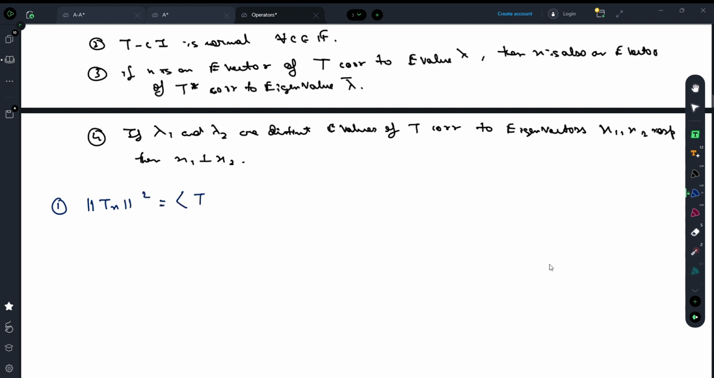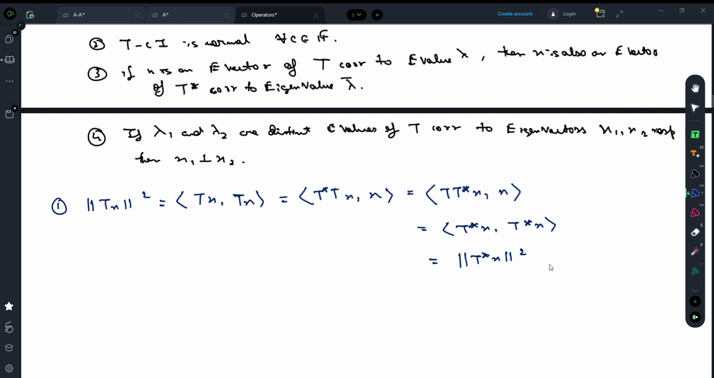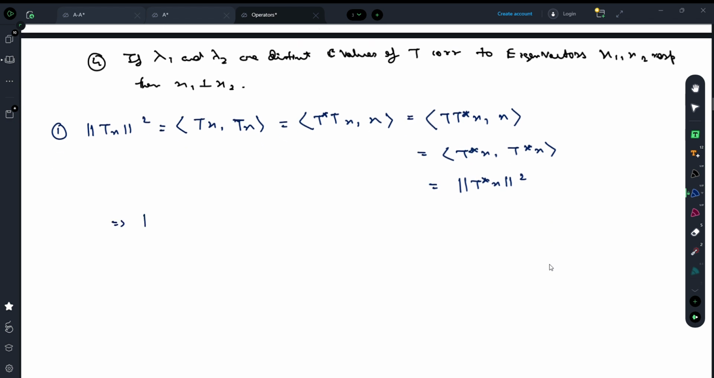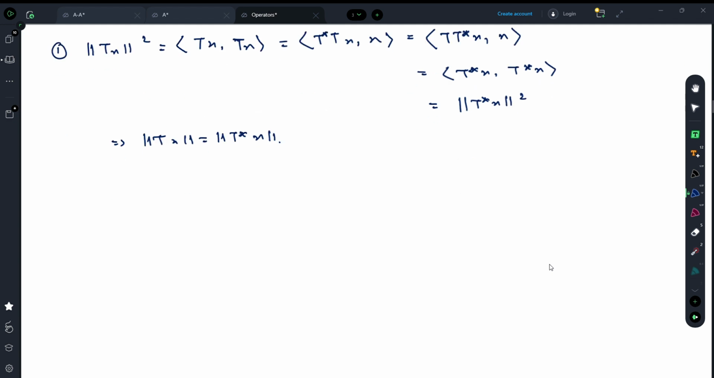Number one: if you start with the square of the norm of Tx, then it is surely the inner product of Tx with itself. But then I can write it as the inner product of T star Tx with x. It surely comes from the definition of an adjoint operator. But I can write it as T T star x with x because T is normal, right? Then I can write it as the inner product of T star x with T star x, again following from the definition of the adjoint operator. But this is nothing but the norm of T star x whole square. Since we are talking about non-negative values, this implies the norm of Tx equals the norm of T star x. And obviously we are speaking about arbitrary vectors, hence this statement holds for all vectors x.